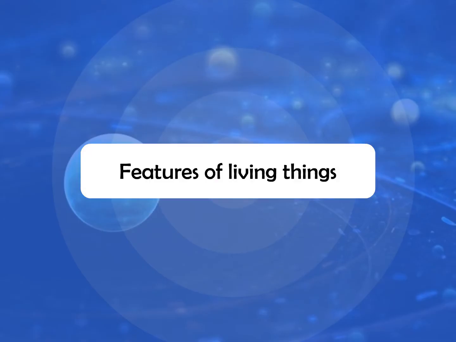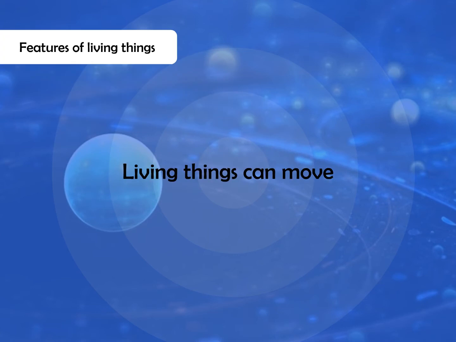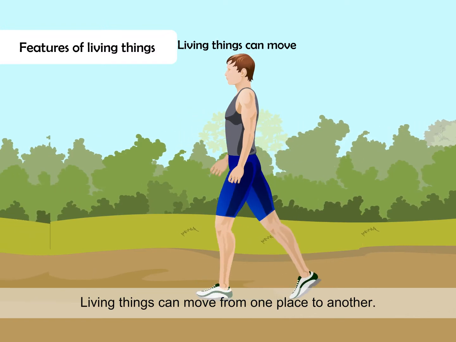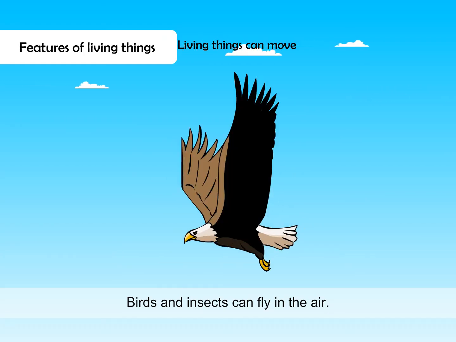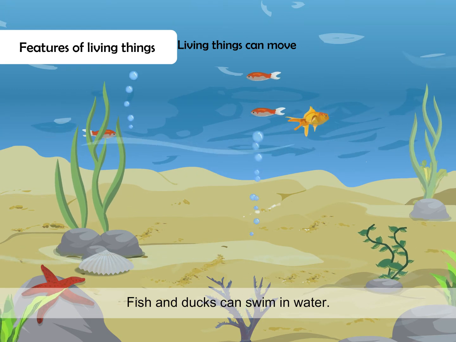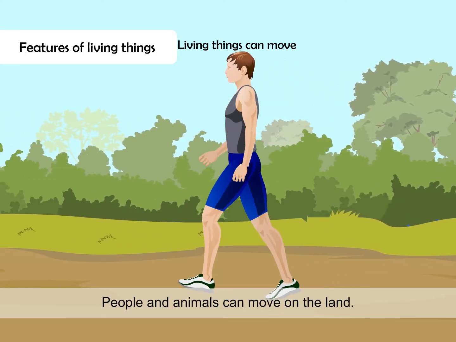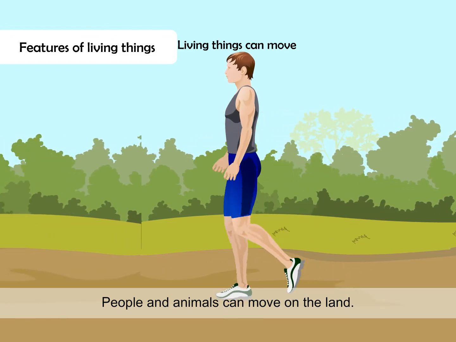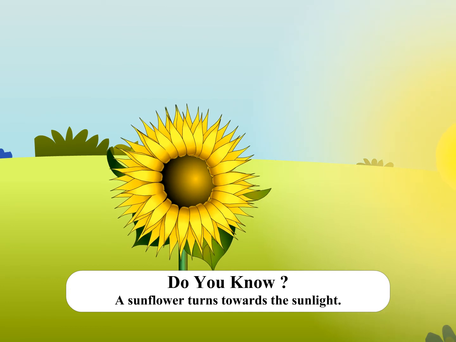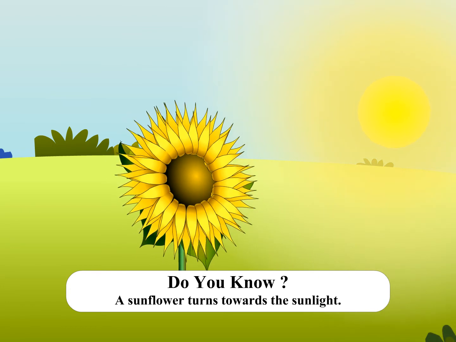Features of living things. Living things can move. Living things can move from one place to another. Birds and insects can fly in the air. Fish and duck can swim in water. People and animals can move on the land. Plants are living things, but they cannot move. They show their movement in the form of their growth. Do you know? A sunflower turns towards the sunlight.